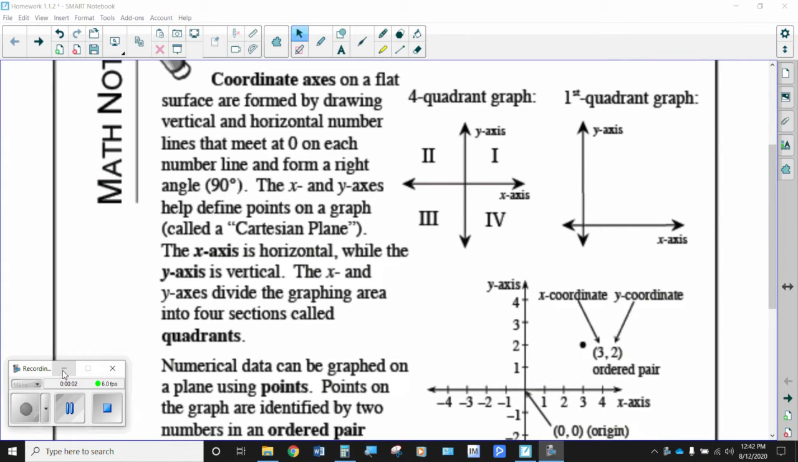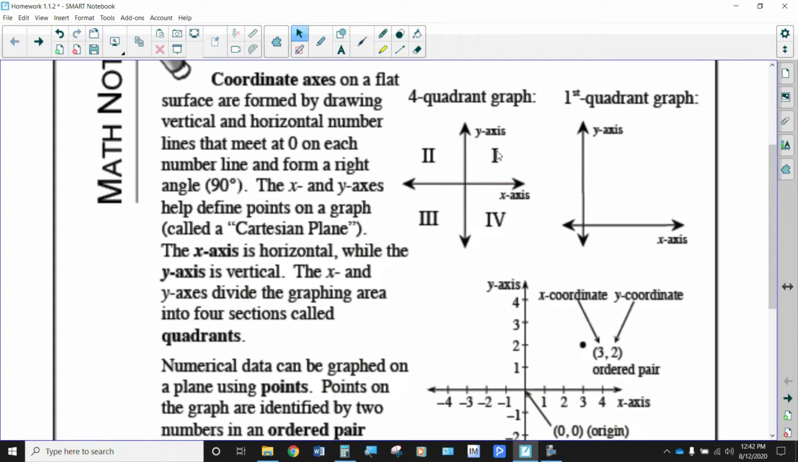Alrighty, let's take a look at our homework for lesson 1.1.2. The M&Ms, first off, are all about the coordinate graph. The coordinate grid is a 4-quadrant grid or graph where you've got a y-axis, which is your vertical axis, and your x-axis is the horizontal axis.